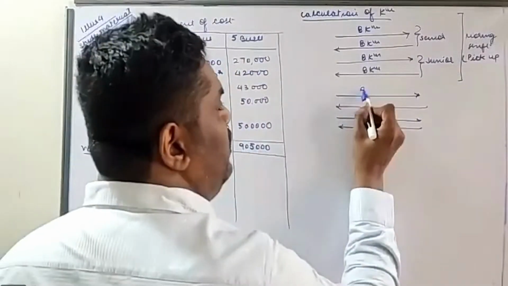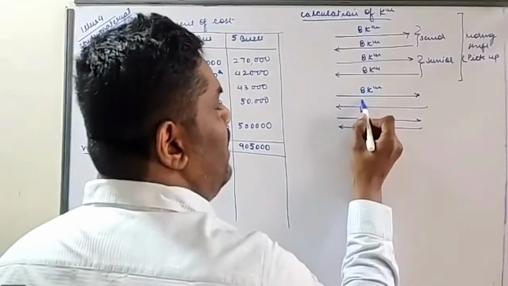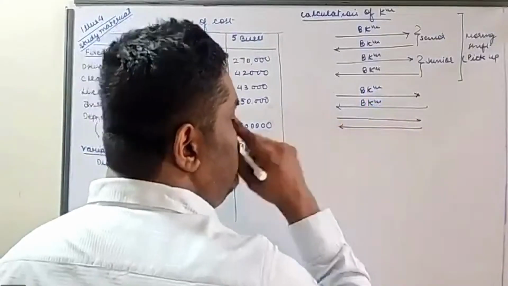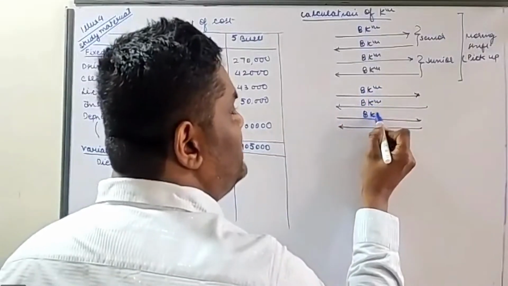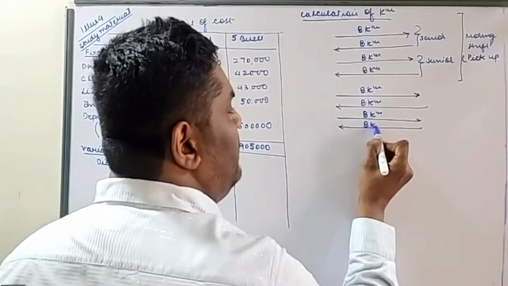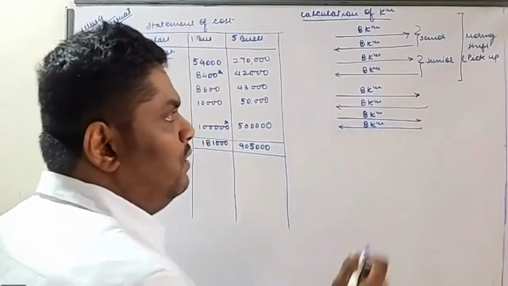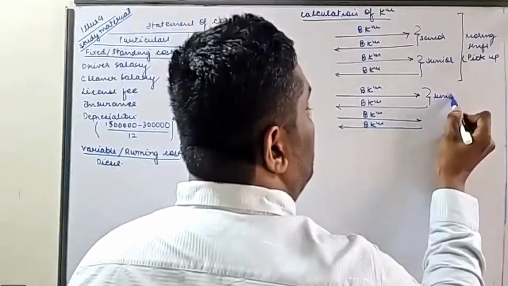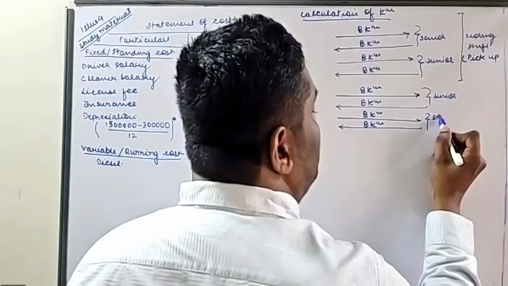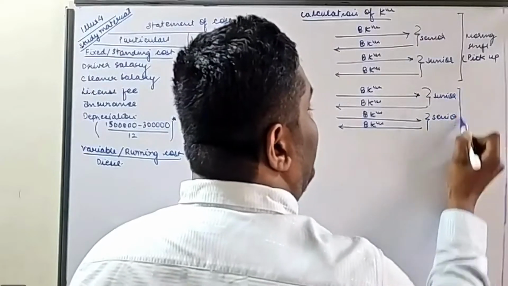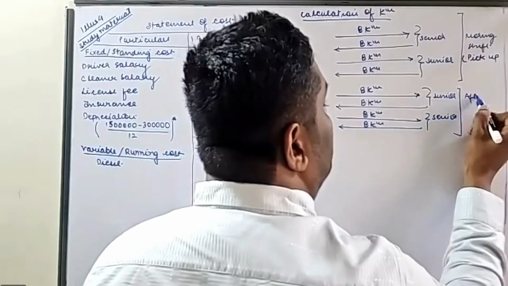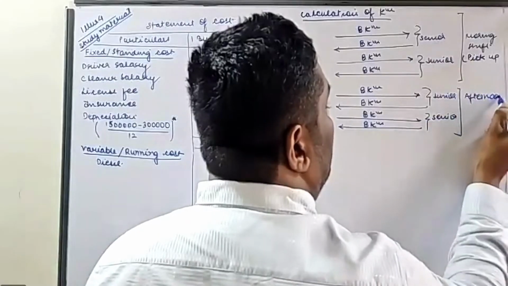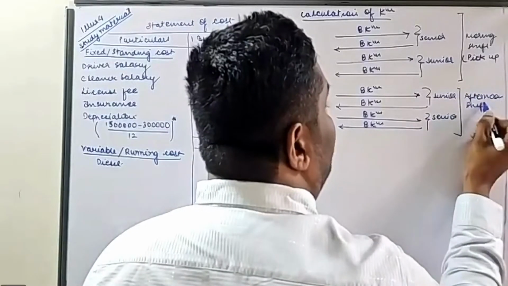So here in 8 kilometers, they are dropping juniors. Again, the bus is coming back to school. Then 8 kilometers, they are dropping seniors. And again, the bus is garaged in school. So this is for junior. This is for senior. And we can say afternoon shift. We can say drop.